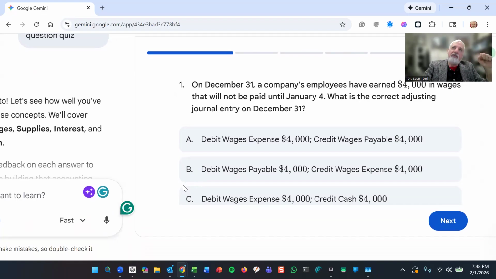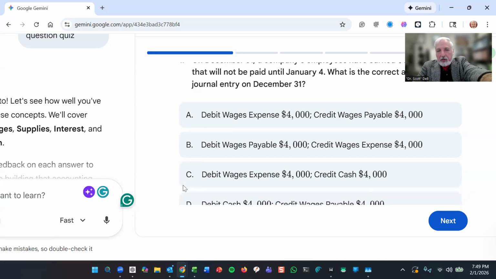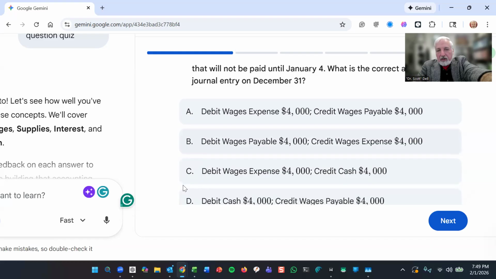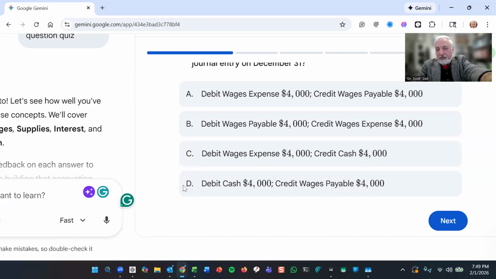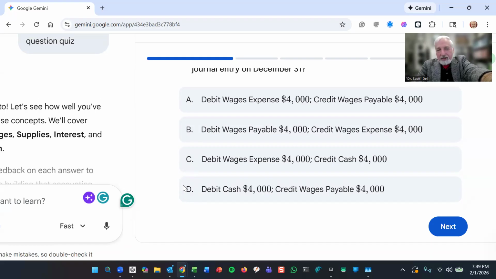Okay, so the $4,000, we need to record the expense on the income statement and then some kind of liability on the balance sheet. So I've got wage expense of 4,000 debit. I've got wages payable of 4,000. That's a debit though. I think I'm going to credit my payable. Debit wage expense, credit cash, never cash. That goes away. Again, D is also cash.